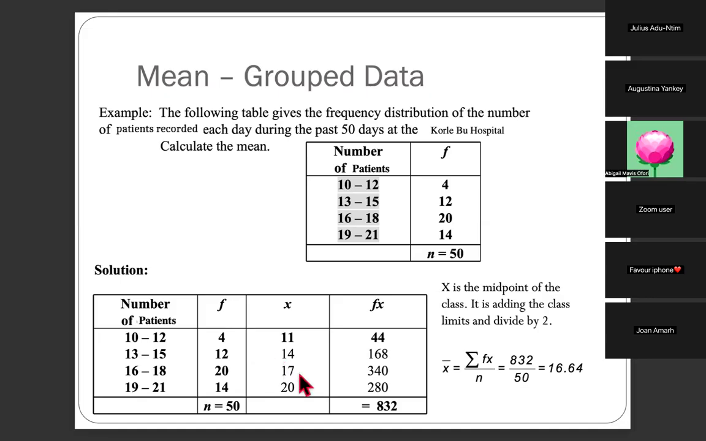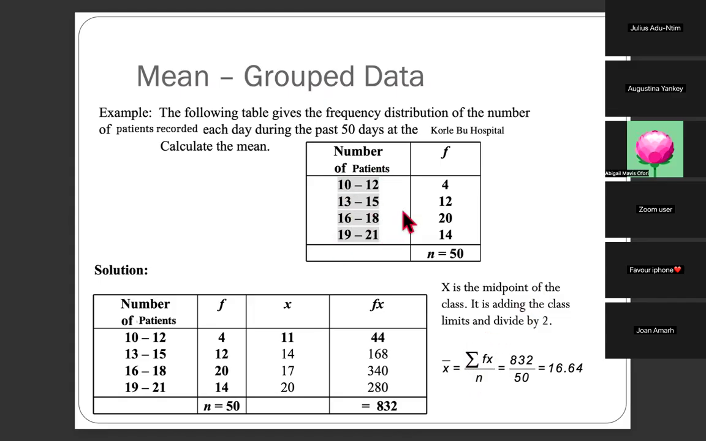So at the end of the day, to find the mean of a group data, it is sigma fx. When we add all of them, it means we are summing the fx. So when we sum all these, we get what? Sigma fx, which is 832. And we already have our total frequency, which is giving us what? 50.